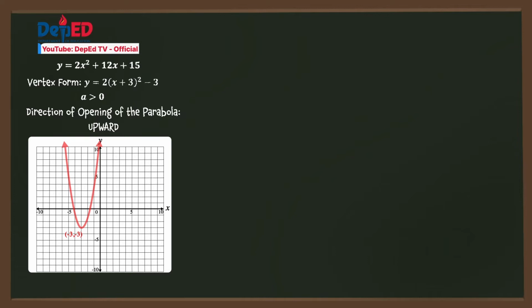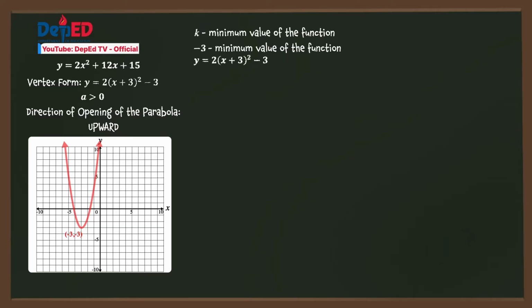X is -3, hence h is equal to -3, and k is of course equal to -3, since the constant outside the parenthesis is -3. When a parabola opens upward, the function has a minimum value, and it is given by the y-coordinate of the vertex, which is represented by the variable k. Hence, the given function's minimum value is -3.